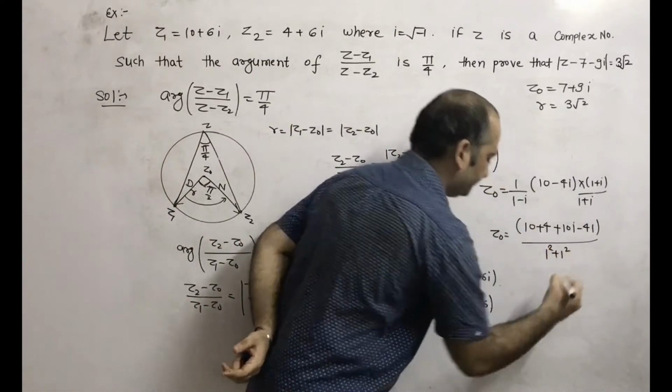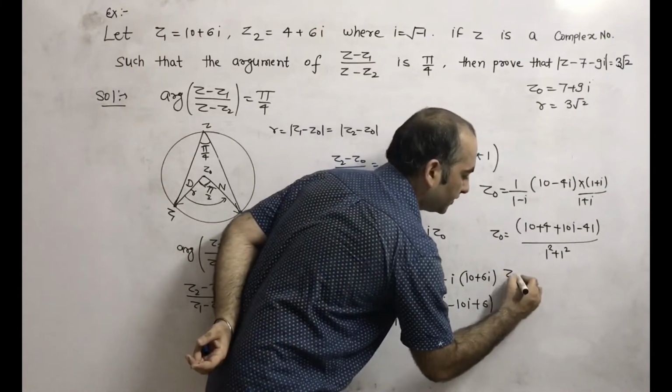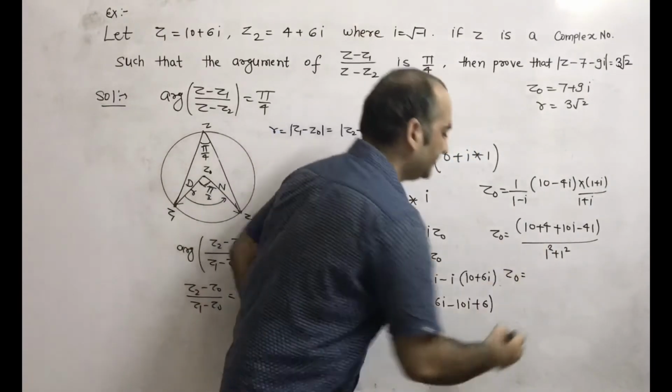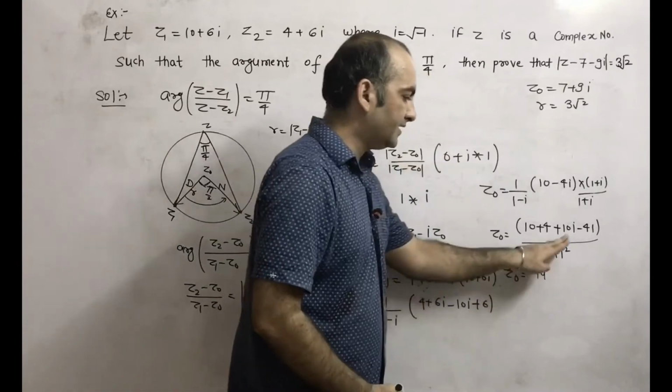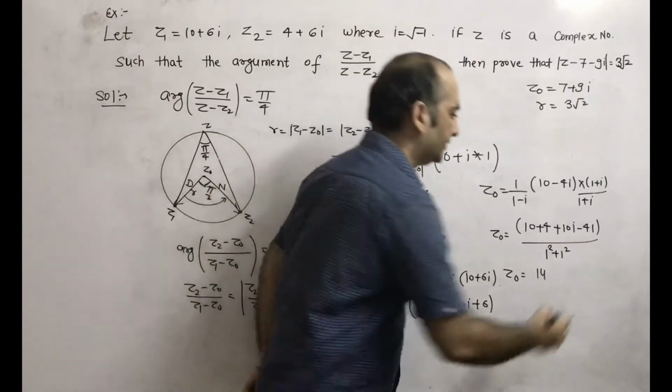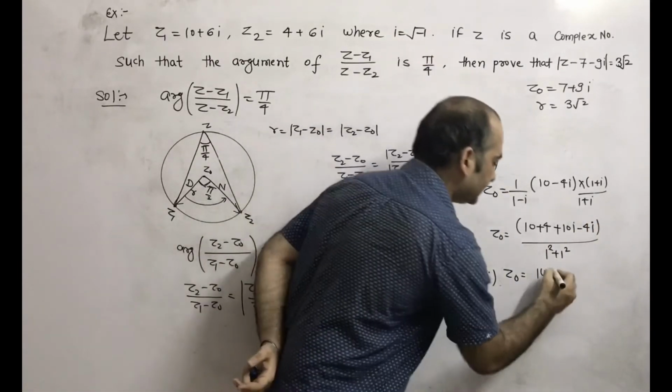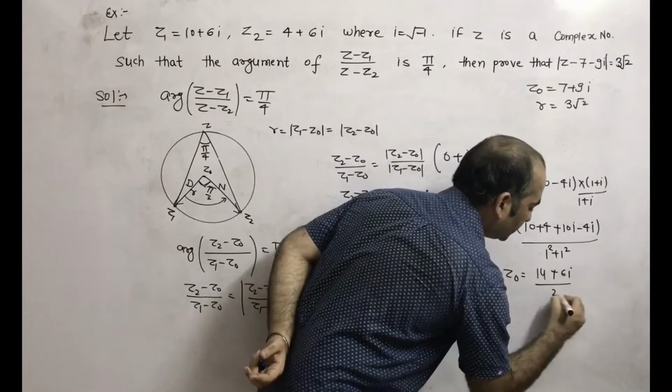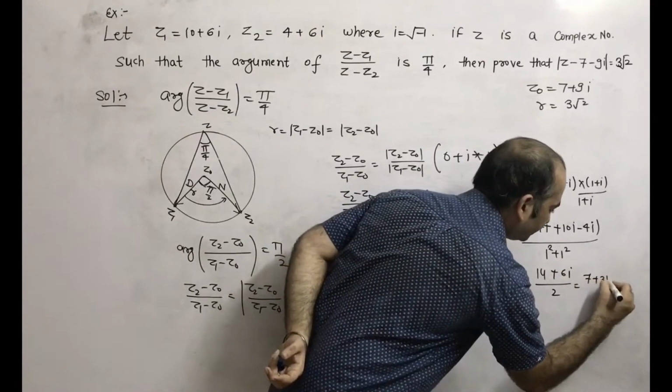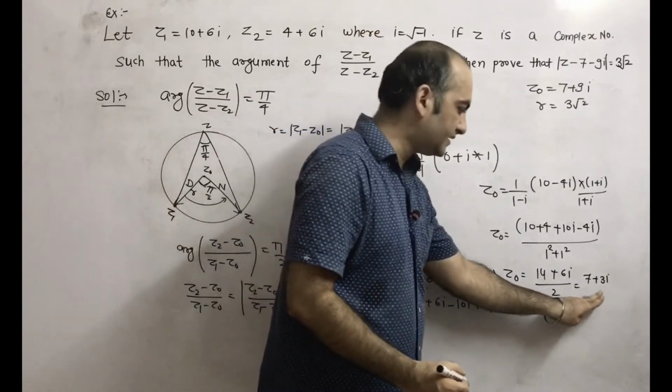So from here z naught equals 10 plus 4, that is 14, plus 10 iota minus 4 iota, this is 6 iota, divided by 2. So this will come 7 plus 3 iota. So z naught is 7 plus 3 iota.